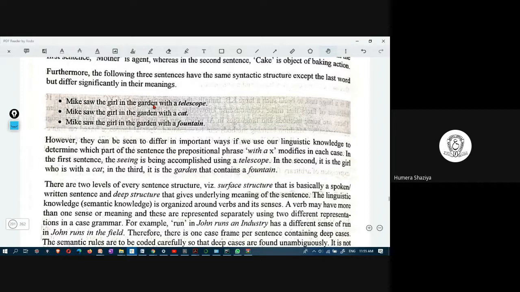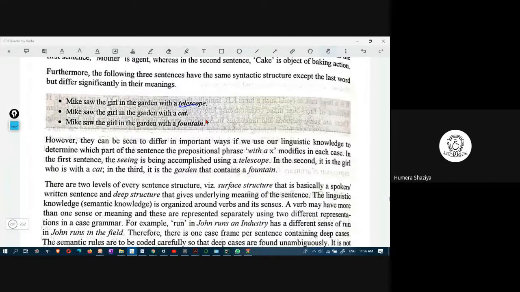Mike saw the girl in the garden with a telescope. Mike saw the girl in the garden with the cat. Mike saw the girl in the garden with a fountain. What is the meaning of these three sentences? In the first sentence, perhaps Mike has seen the girl with his telescope. In the second sentence, it might mean that there is a girl with a cat and Mike saw both of them. In the third sentence, Mike saw the girl in the garden and the garden has a fountain.